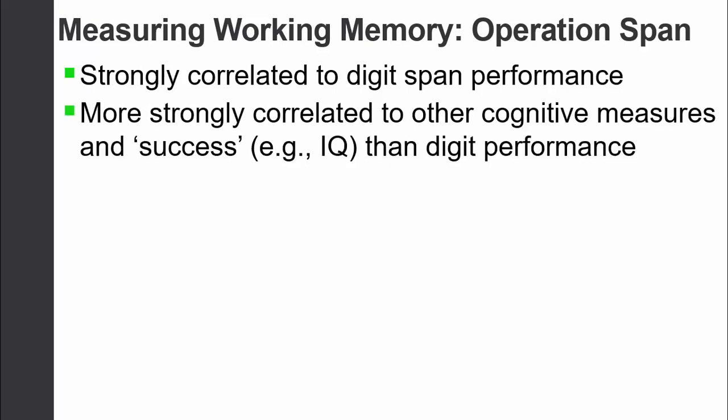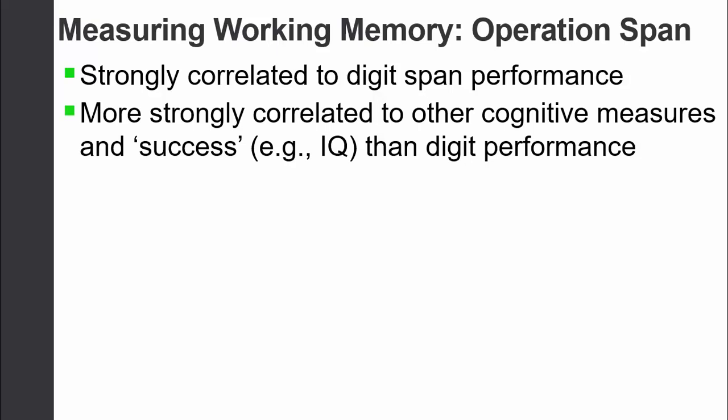Now, when it comes to the operation span, it does seem that this is a somewhat better measure of this construct that we call working memory. It does correlate really strongly with the digit span task, meaning that people who have relatively short digit spans also tend to have relatively short operation spans, and people with really long digit spans also have long operation spans. But one of the things that's really interesting, and what makes it a better measure of working memory, is that it's more strongly related to other cognitive measures.